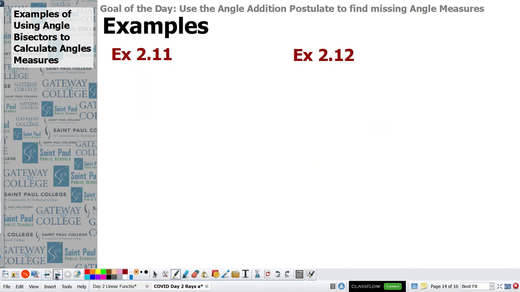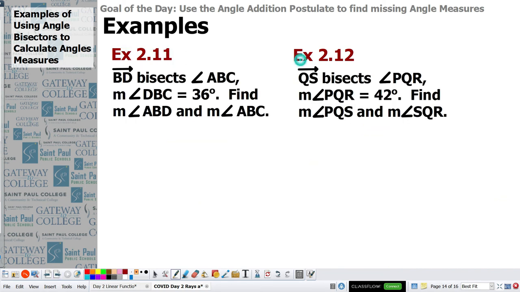Our last two problems here, I'm just going to pop them both up. See if you can use your notebook here. See if you can draw accurate pictures of these angle bisectors and correctly solve the problems. And then hit play and check your work.